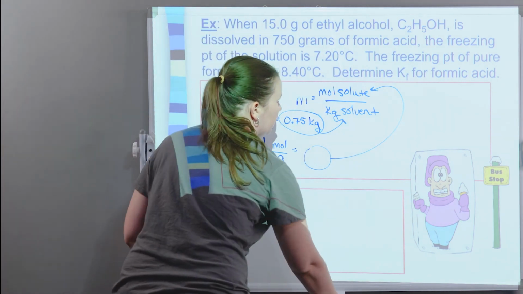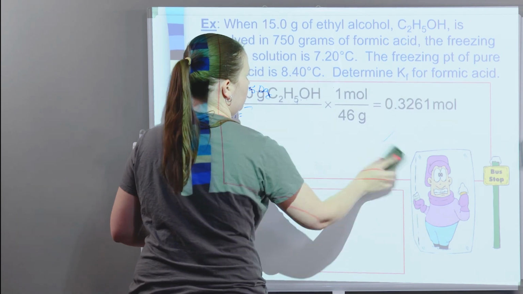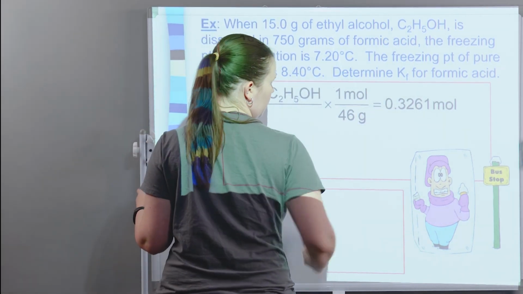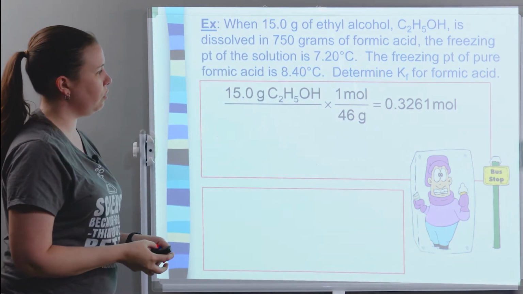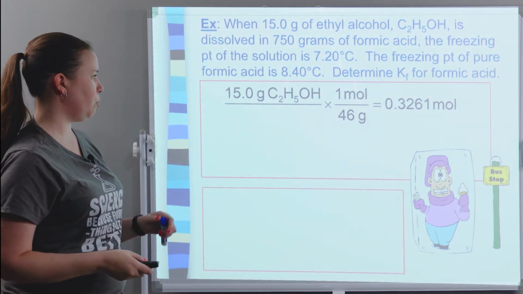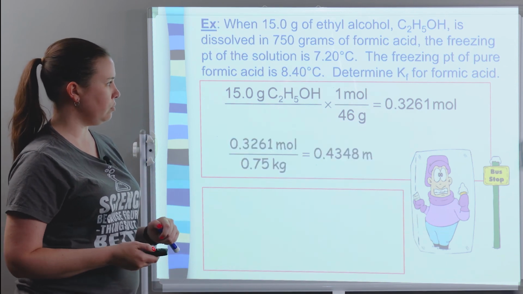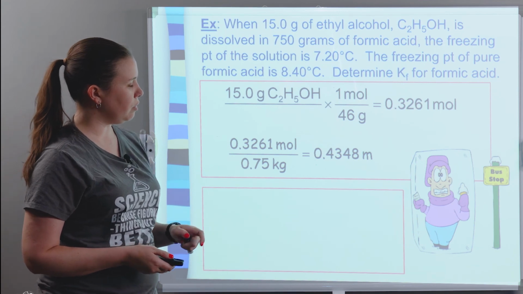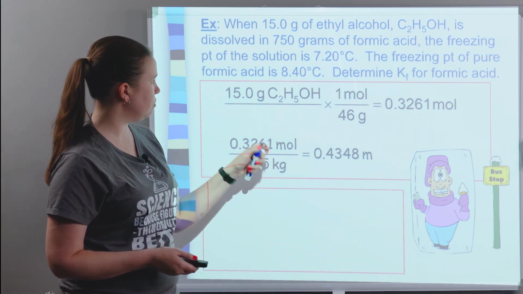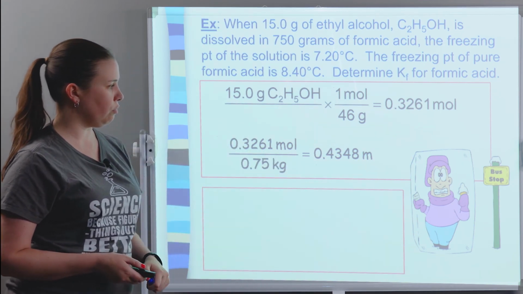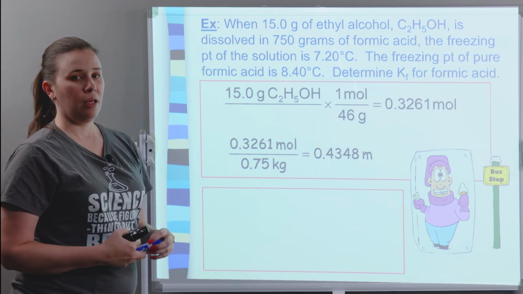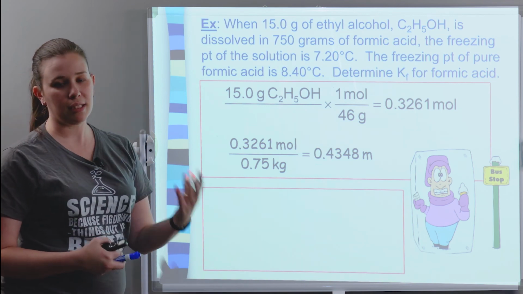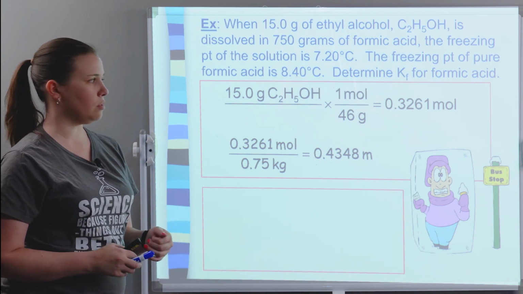So what does that look like? So my molar mass was about 46 grams per mole, making my solute a 0.3261 or 0.33 moles of the solute, divided by the 0.75 kilograms, would make my molality 0.4348, or with 3 sig figs, 0.435 molality. Now that I have the molality, I can start thinking about my next formula. The next formula was the delta T equals the KF times the molality.